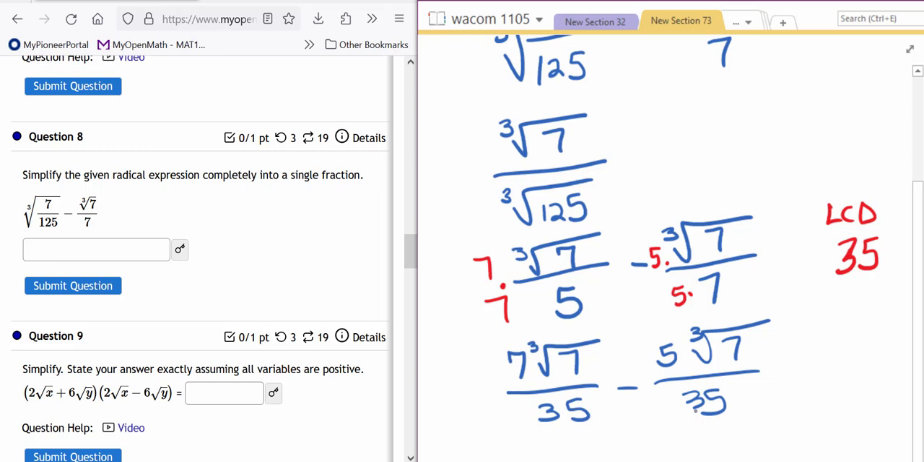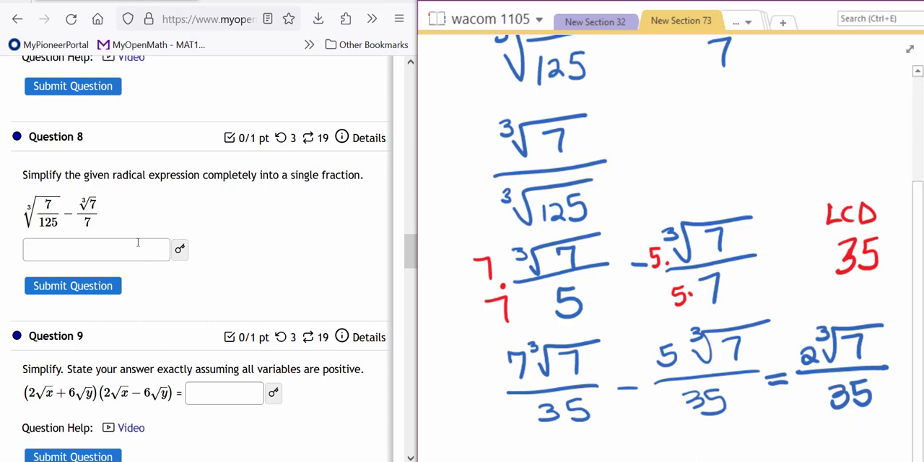So your rule is keep the denominator and combine the numerator. So we will keep the denominator and we'll combine the numerator. These are like radicals, so your math is going to be on the outside. 7 minus 5 is 2. And 1 copy of the cube root of 7.